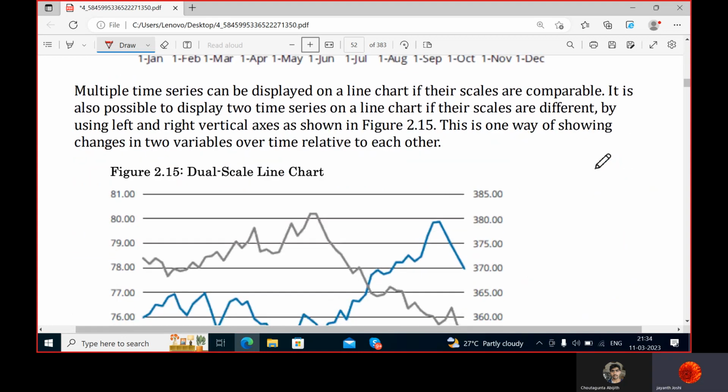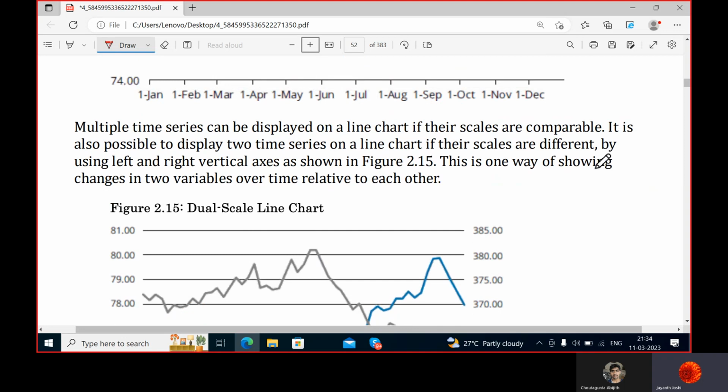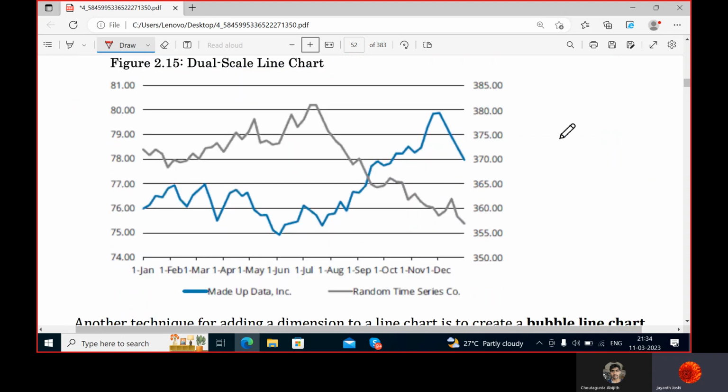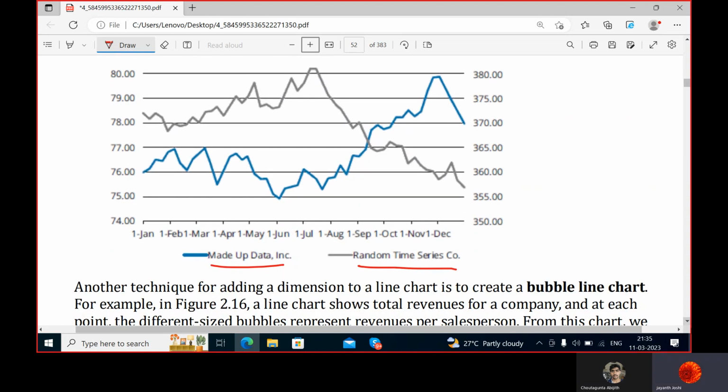And then we have multiple time series. They can be displayed on a line chart if their scales are comparable. It is also possible to display two time series in a line chart if their scales are different. So here they have shown a dual scale line chart. What does it mean? Random time series, Company Made Up Data Inc. There are two companies. For those two companies, you are seeing the rise and fall of returns, or the stock prices, anything you can take.